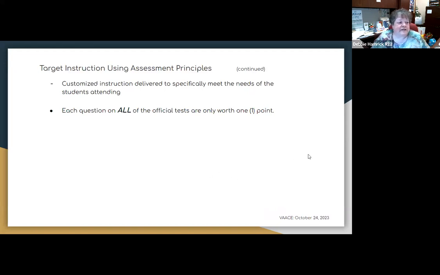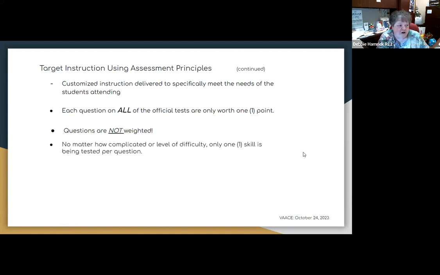An interesting piece of information that Mr. Bell shared with us, that each question on all of the official tests is only worth 1 point. And this caused everybody in the room to raise their hand because we've been told for years that the questions are weighted. So this one may be worth 1 point, this one may be worth 2 or 3 points. I heard this in 3 of the 4 sessions that I attended, that no, each question is only worth 1 point. So we spent probably a good 10 minutes discussing this in the presentation, and him reassuring us that that is the case. The questions are not weighted.